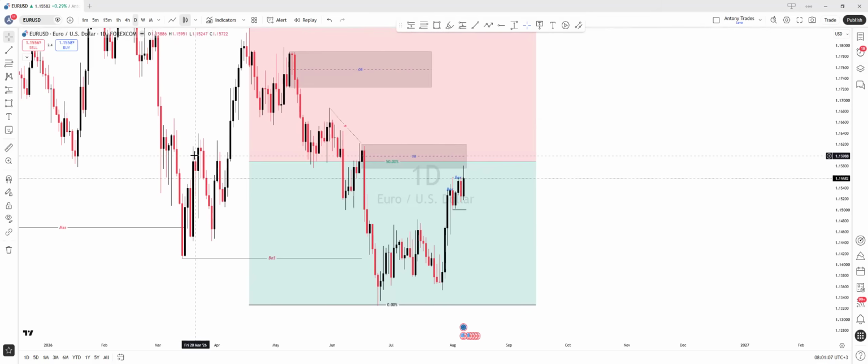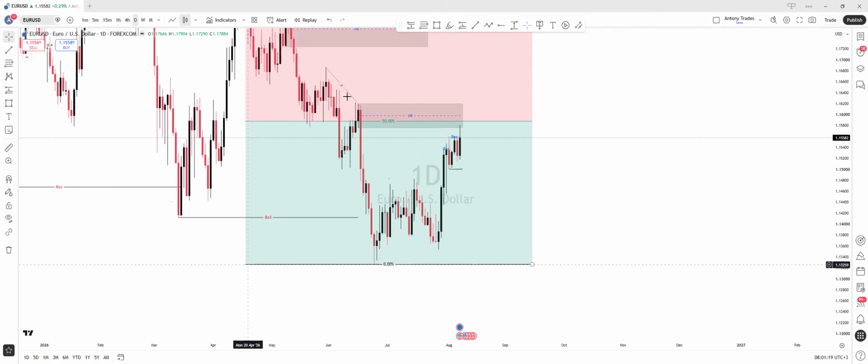But of course, since we trade what we see, we are not predicting the market. We are just reacting to what the market is going to do. So in case the market decides to react from this supply zone and pushes down to give us a confirmation, we will sell because that is what the market will have shown us to do.